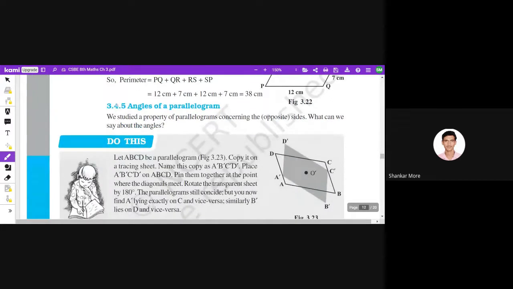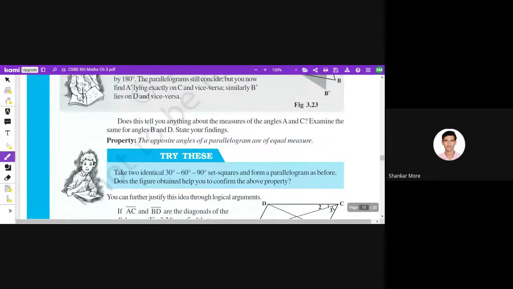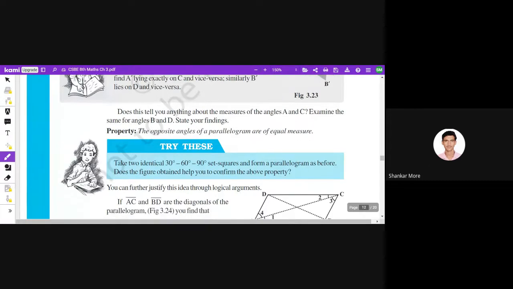Now angles of a parallelogram. So the next property that we are going to study is related to angles. As Shlok has already told us, its opposite angles are going to be equal and the sum of adjacent angles is going to be 180 degrees. So let's try to prove that. Okay, how can we do that? The opposite angles of the parallelogram are of equal measure. So this is the property that we have to prove.